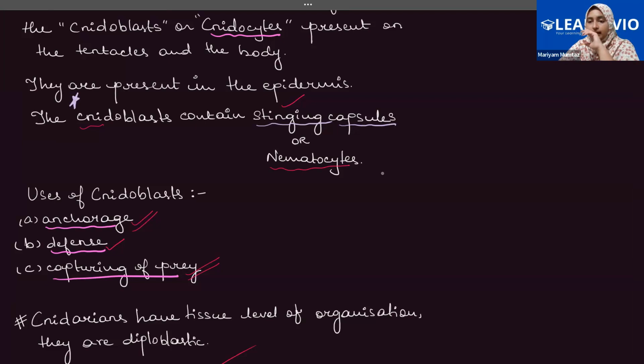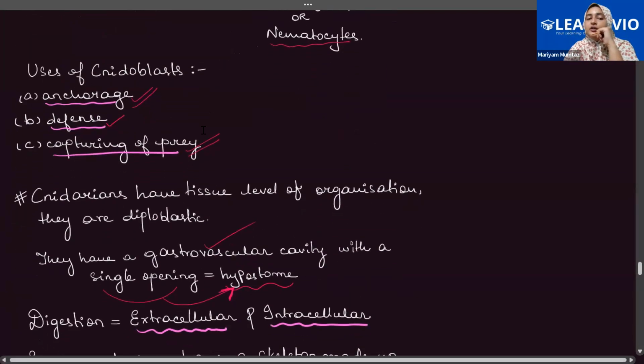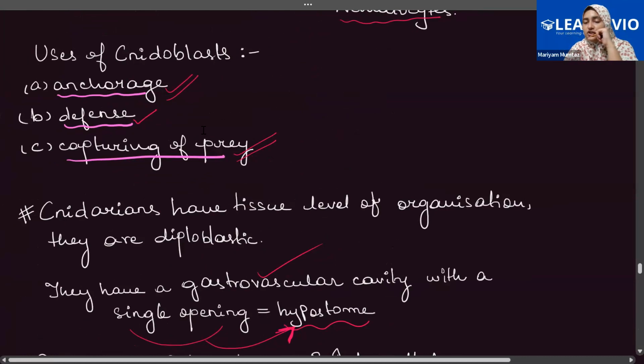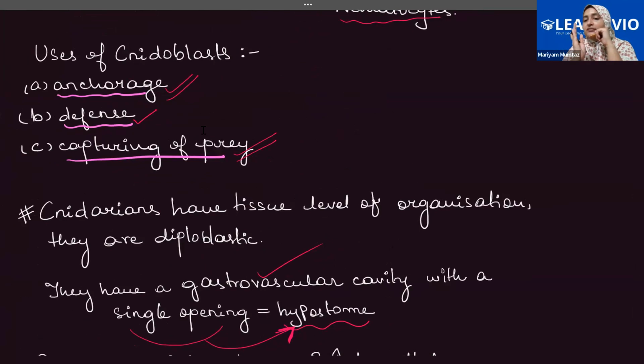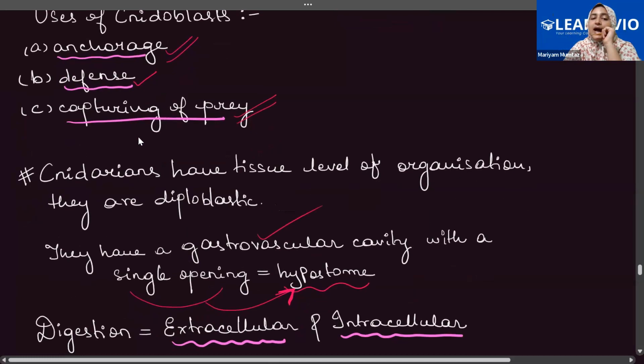Clear? Now, obviously, none of you will go so in depth into the ocean or water body that they will sting you, but still you get the gist of it. Now, what is that particular cnidoblast used for? The first one is anchorage. Anchorage means to provide them a proper body structure and to hold them somewhere. The second reason is defense. Just like how to protect themselves, they have those stinging capsules so that they can kill the predator and survive. And also capturing of prey.